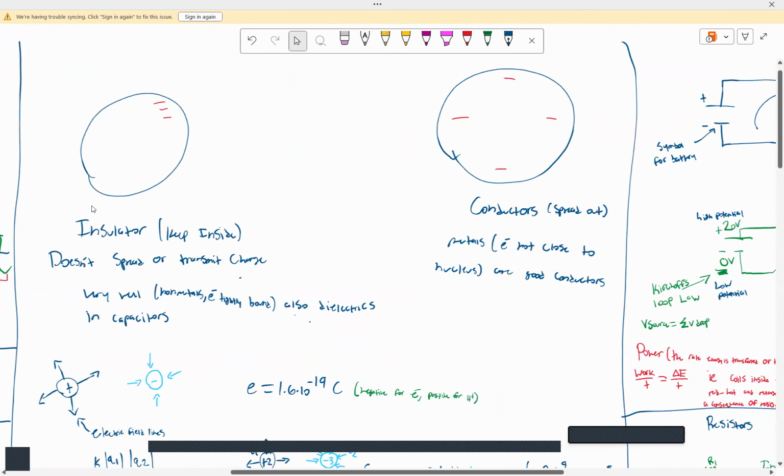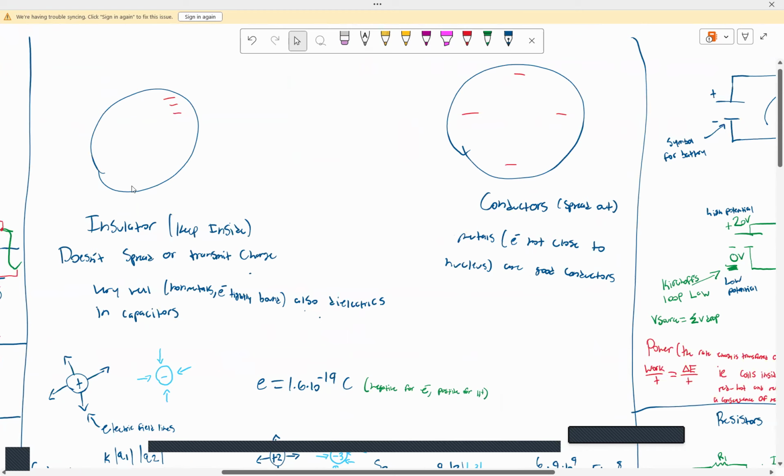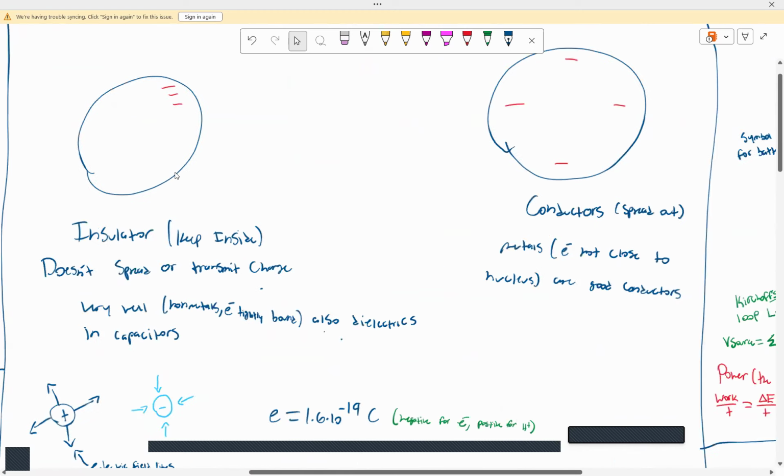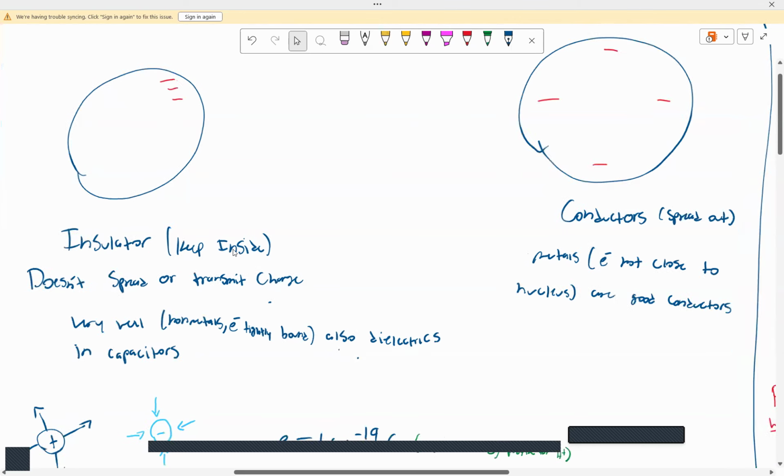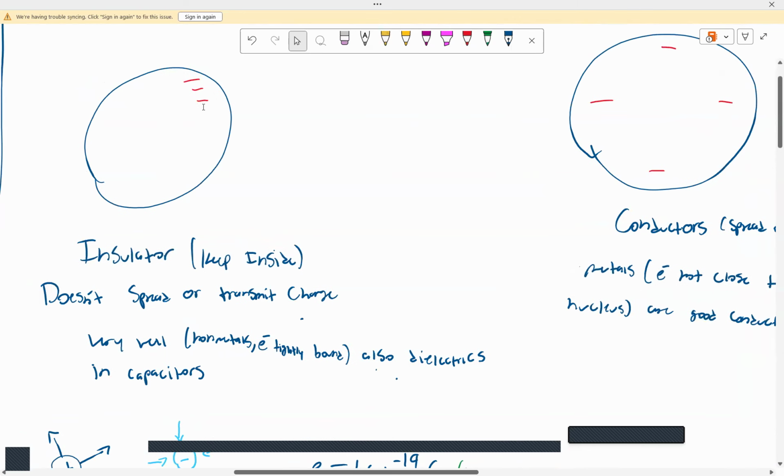Okay, changing gears a little bit. Now we're going to go more into the electromagnetic side of this. So real quick, I want to explain what insulators versus conductors are. So an insulator, I think like keep inside. The charges are going to be congregated in a specific area. They're not going to be spread out like in a conductor. So it doesn't spread or transmit charge very well. So typically think of nonmetals.